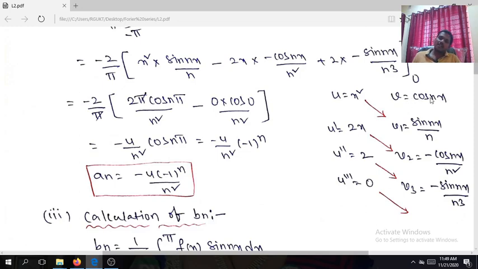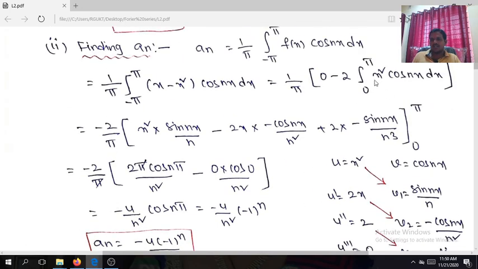Okay, next. The integral of cos nx is sin nx divided by n. The integral of sin nx is minus cos nx divided by n, and already one n is there, so n square. The integral of cos nx is sin nx, with a minus before it, divided by n square, and you will get n cube here. Is it clear? First you should write this. What is the reason for writing this?